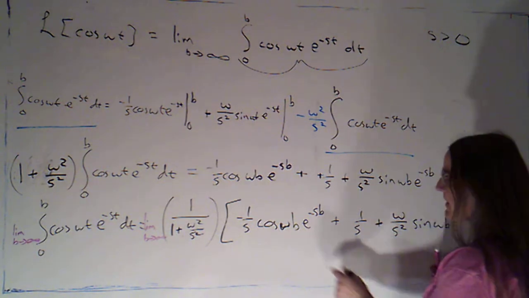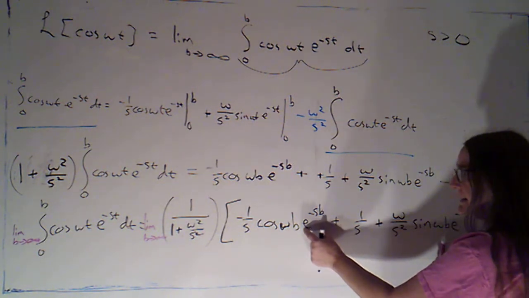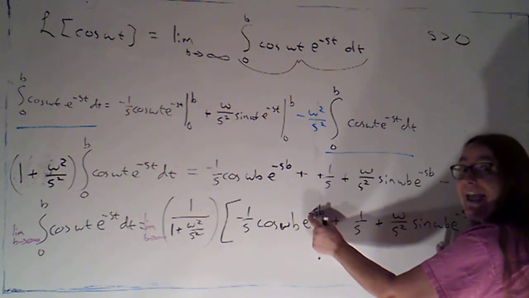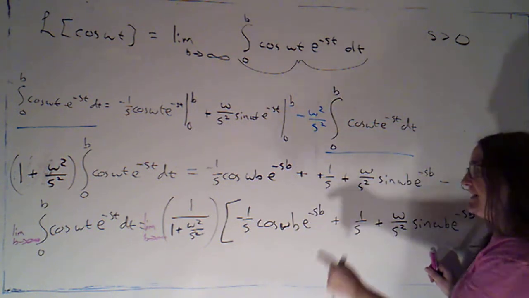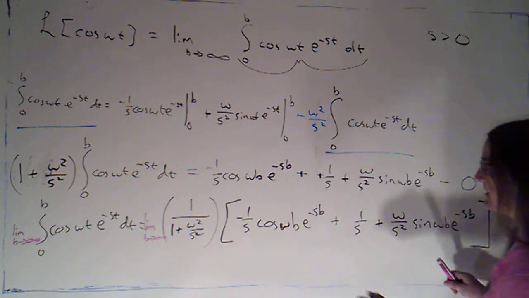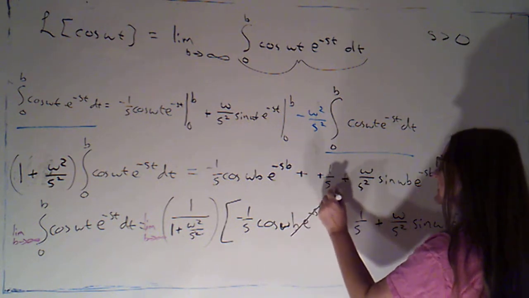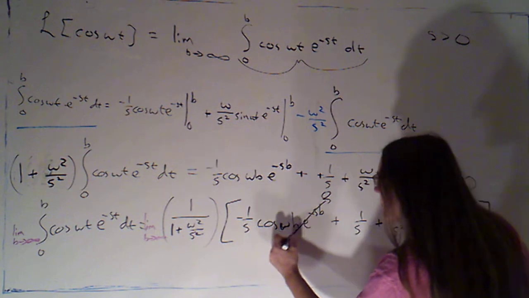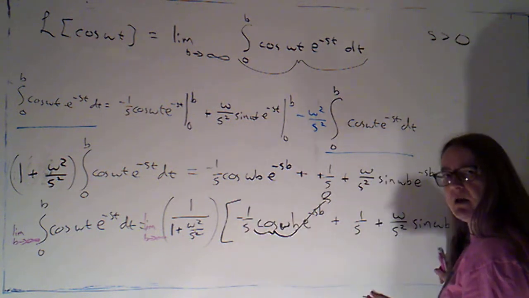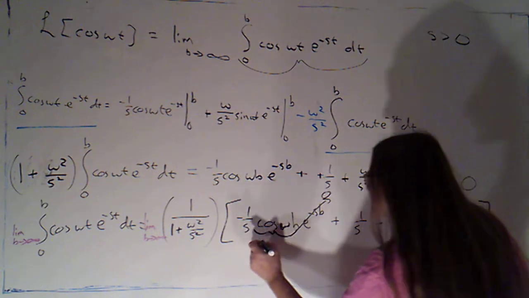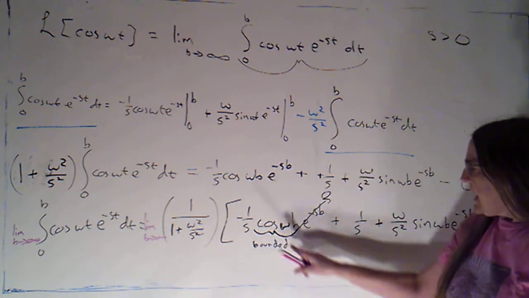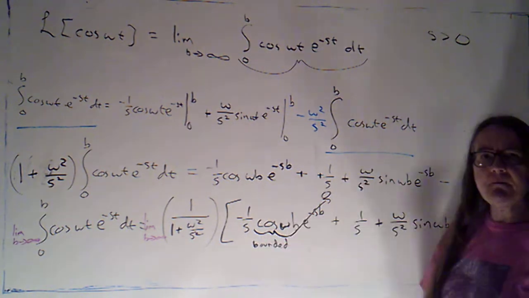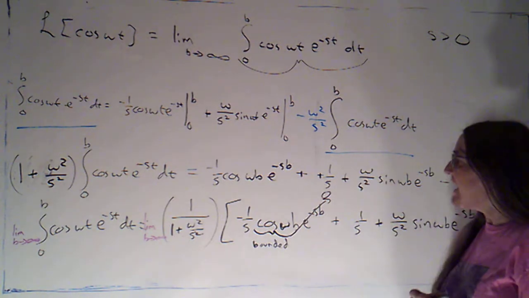Now if s is bigger than 0, that means this is going to be e to a negative power, and that power is going to negative infinity, because b is going to positive infinity. So the exponential is going to go to 0. Now I'm multiplying that by cosine of omega b. Well, that's bounded. So this part does depend on b, but I know that it's bounded.